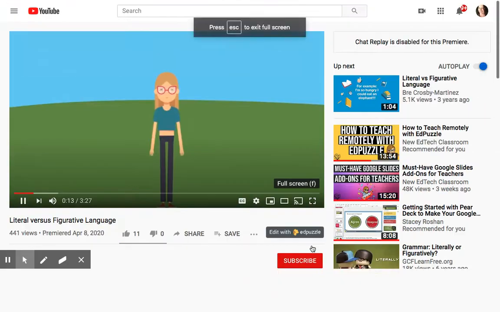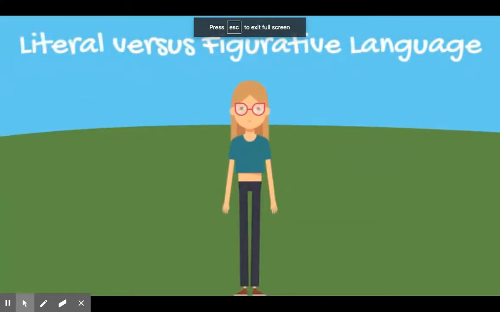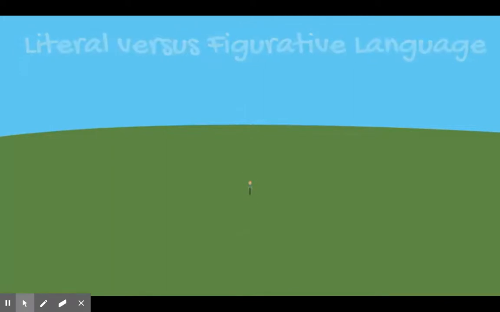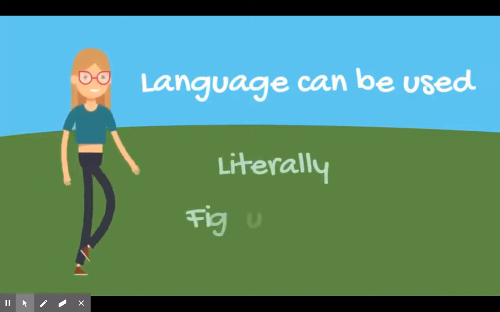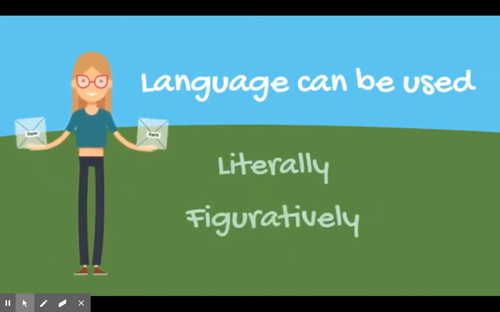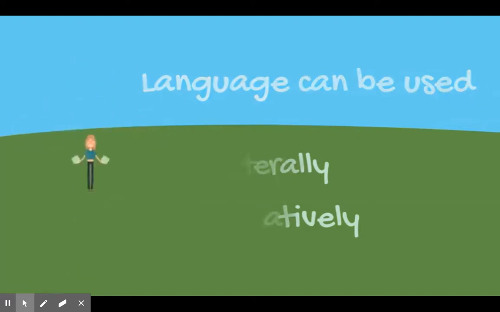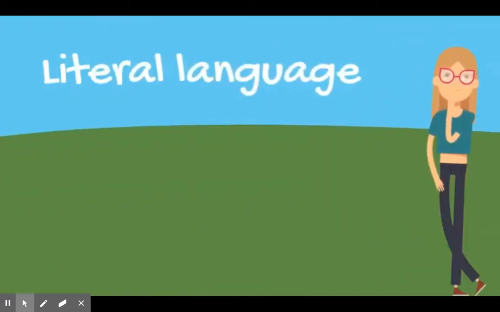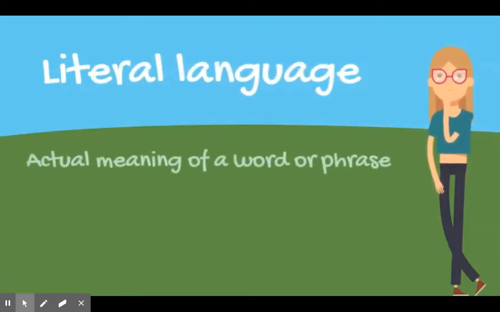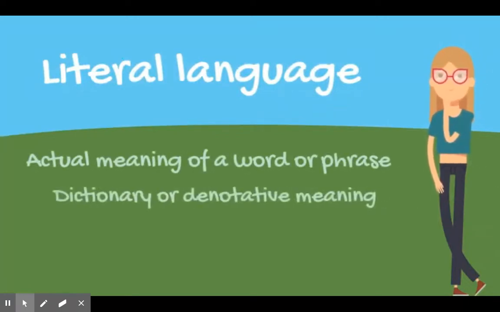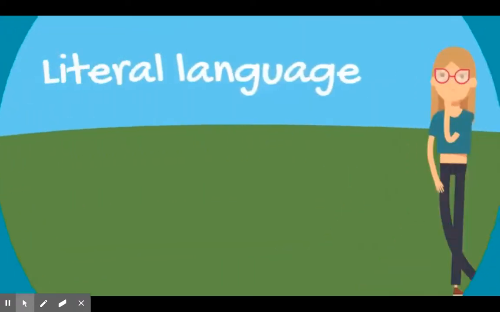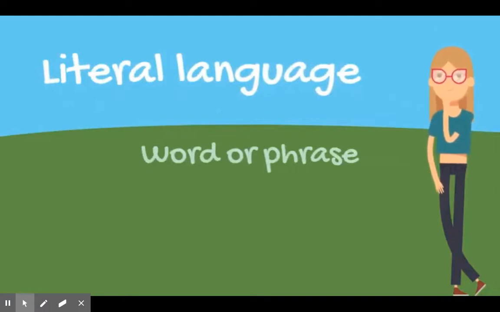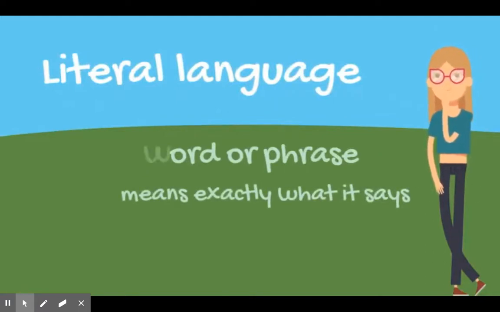Everyone, today's topic is literal versus figurative language. Language can be used both literally and figuratively. But what's the difference between the two? Literal language refers to the actual meaning of a word or phrase, or the dictionary or denotative meaning, so the meaning is obvious. In other words, the word or phrase means exactly what it says.